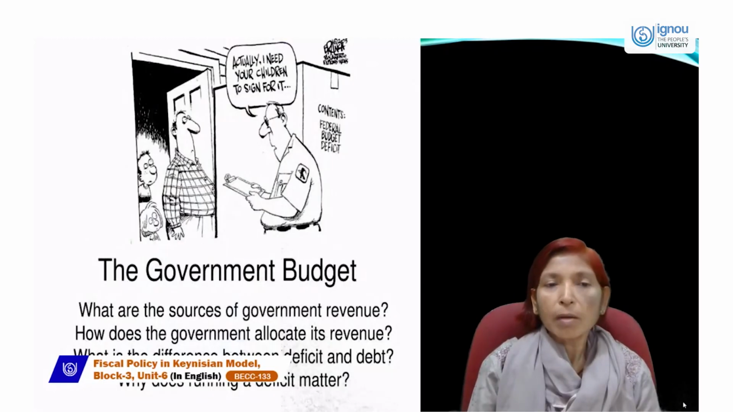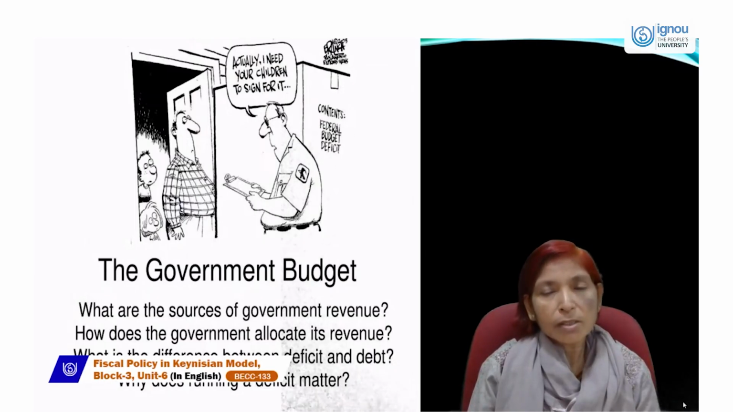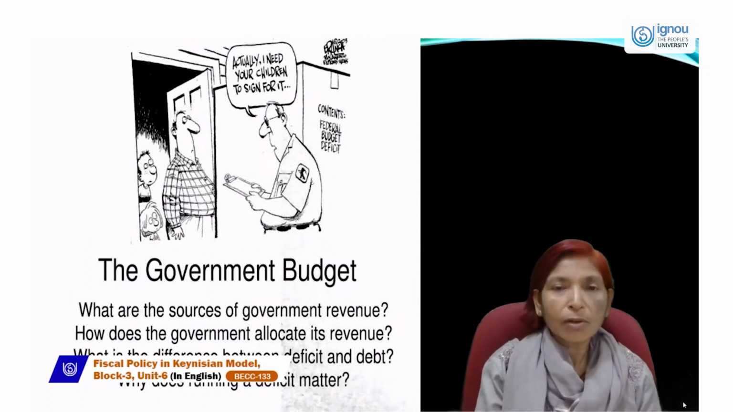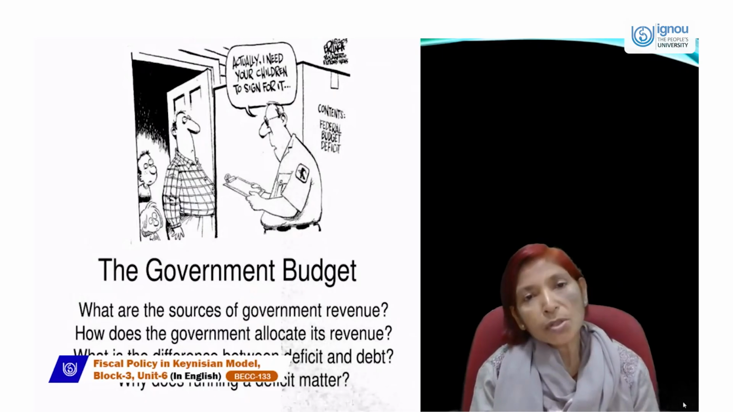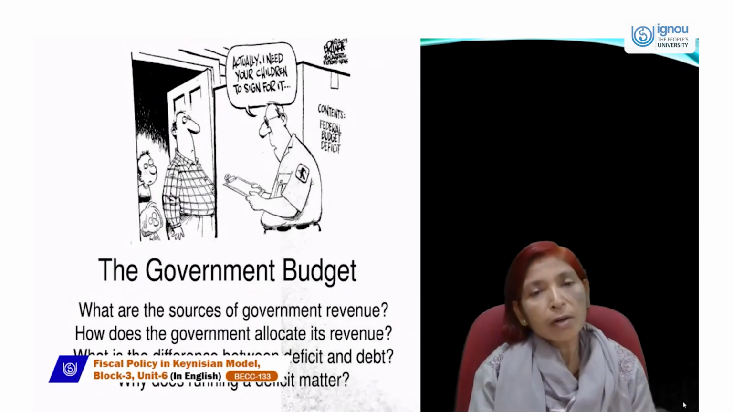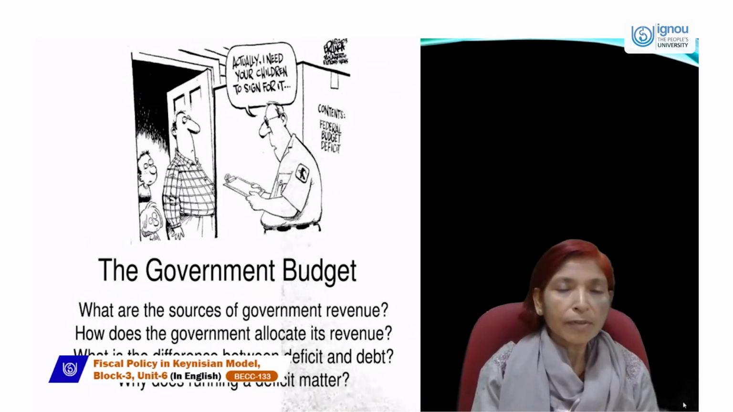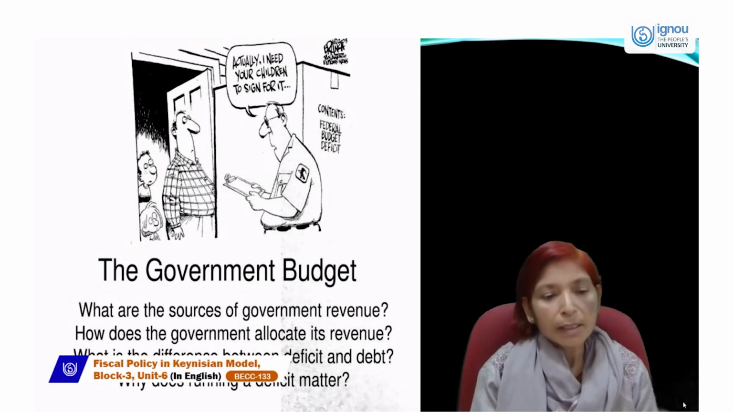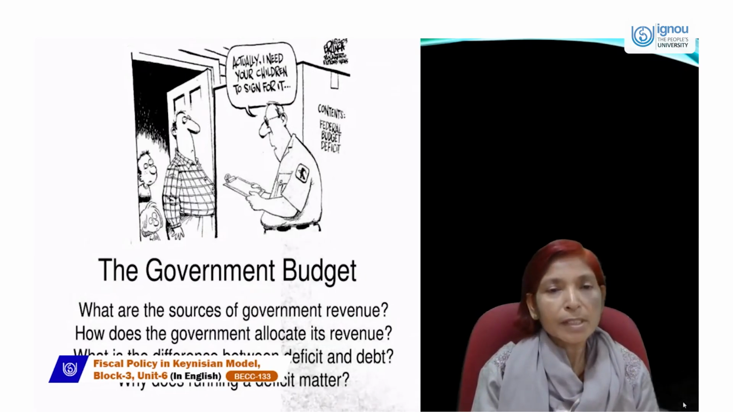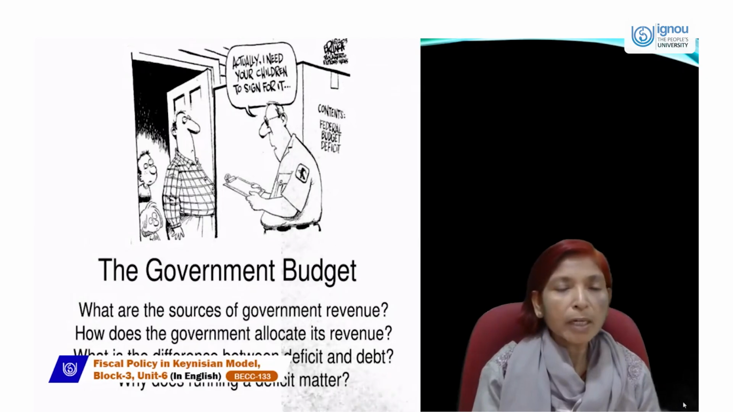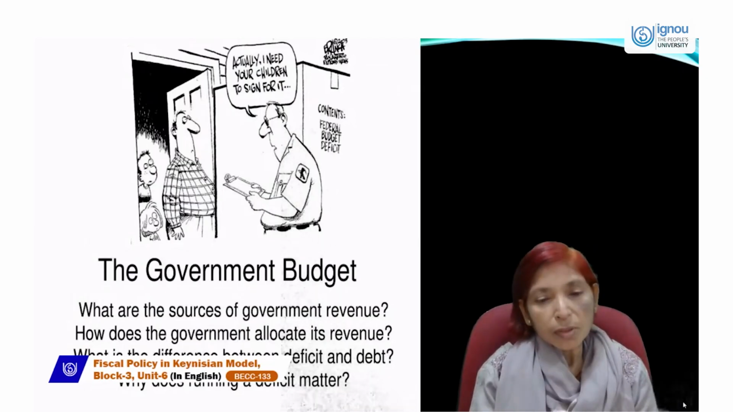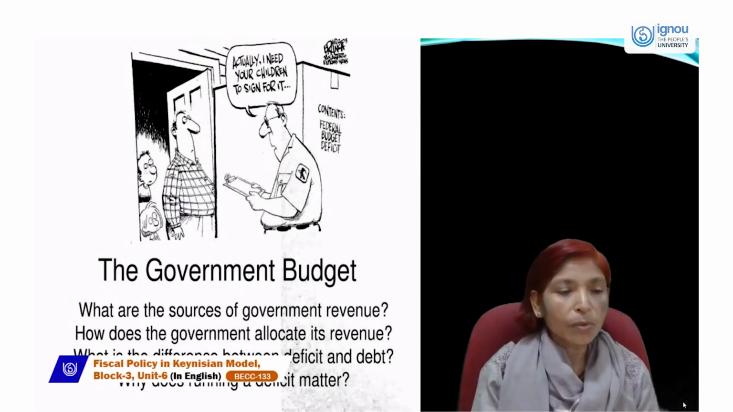Now next, the government always makes a budget, and budget means a systematic record of all economic transactions of revenues and expenditures for the fiscal year or financial year. What are the sources of government revenue? How does the government allocate its revenue? What is the difference between deficit and debt, and why does running a deficit matter? The government budget can answer all these questions and queries.